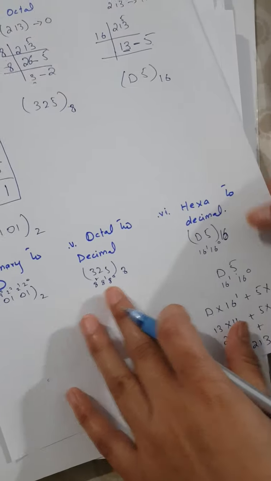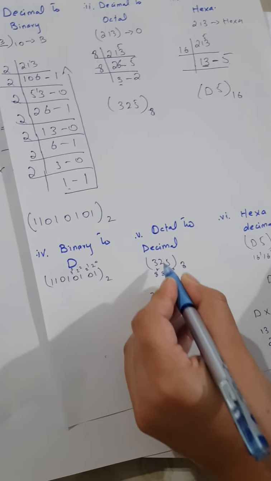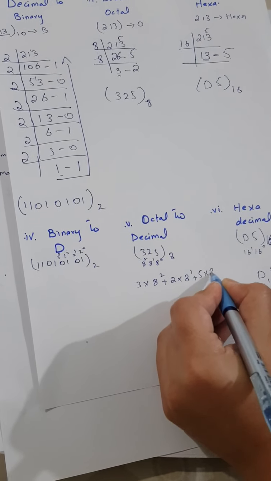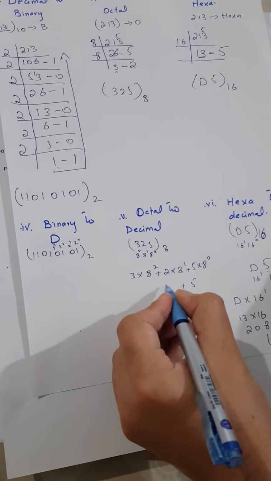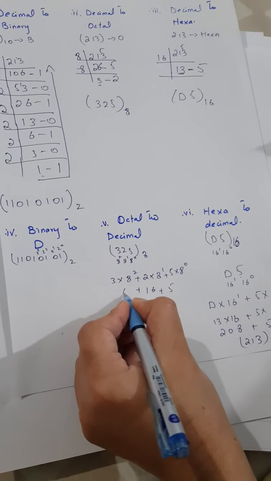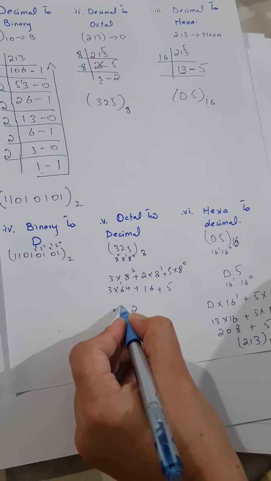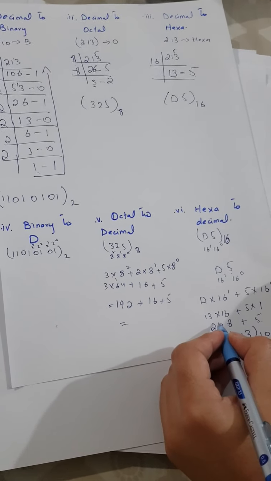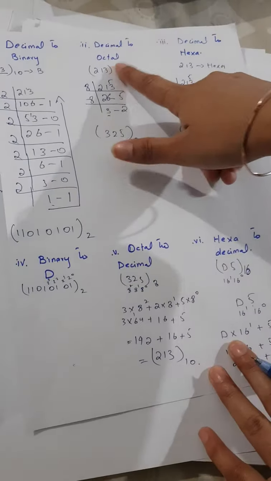Now we will do the same here. This is 3 multiplied by 8 power 2 plus 2 multiplied by 8 power 1 plus 5 multiplied by 8 power 0. We will multiply: 5, 8 twos are 16, plus 8 eights are 64 multiplied by 3 is 192. 192 plus 16 plus 5. What is this number? 213, base 10. Was this the original number? Yes.